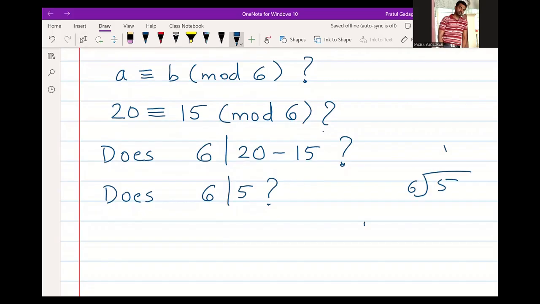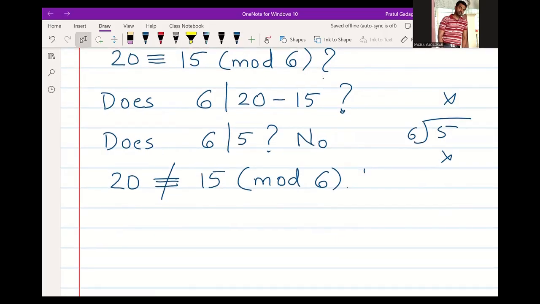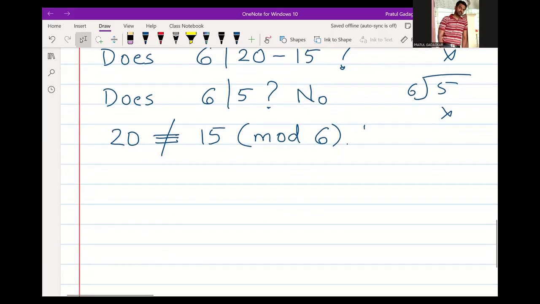So this is not possible, right? It means that the answer is no, and therefore 20 cannot be congruent. This is what I'm going to use to write not congruent: 20 is not congruent to 15 modulo 6. Okay, I hope that now it is clear how two numbers are congruent to each other and how to identify them.